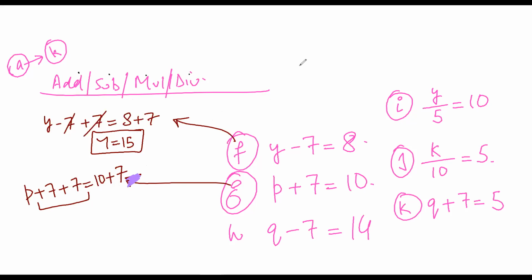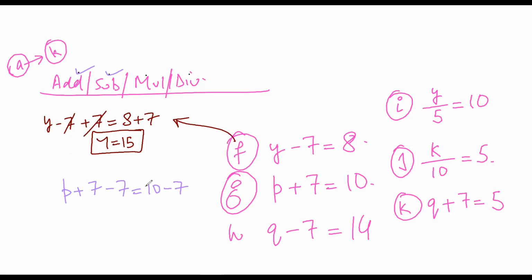Alright, sir, in the first step, what should I do? This step is not taking me anywhere. Should I add or should I subtract? Subtract what? 7. So P plus 7 minus 7 is equal to 10 minus 7. Mr. Sarthak, any doubt? No, sir. You need to take care whether you have to add something or subtract something. Any doubt, Mr. Sarthak? No, sir. Okay.